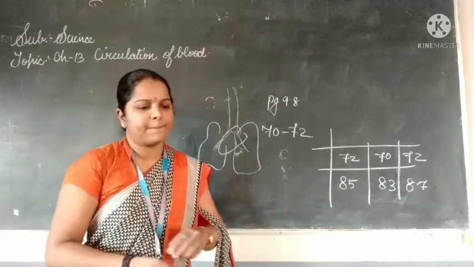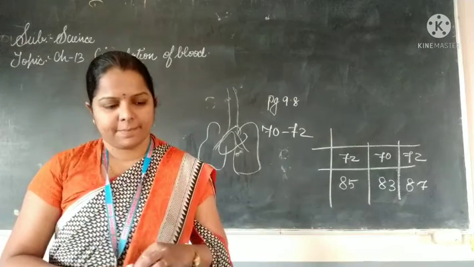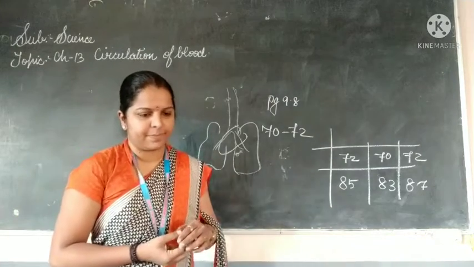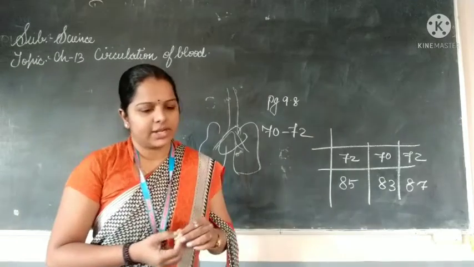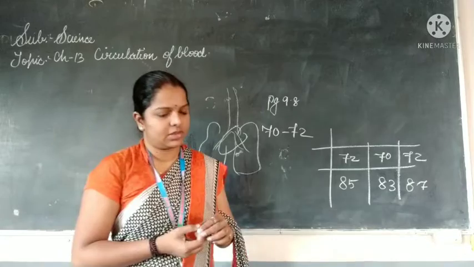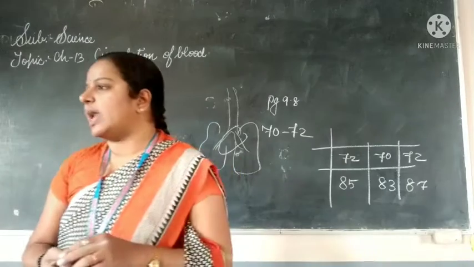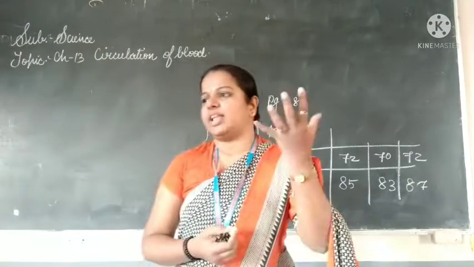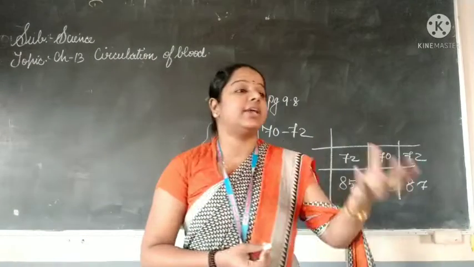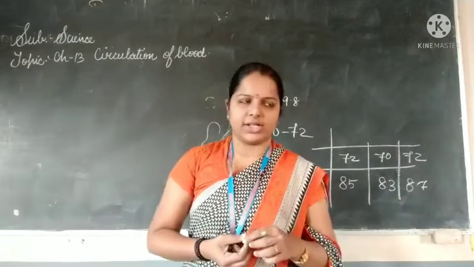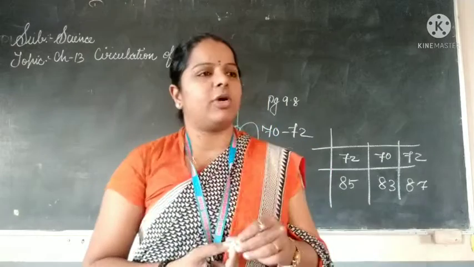Third point: blood vessels are connected to the heart. They are mainly of two parts. First is artery, second is vein. Yes, this you know. Arteries carry oxygenated blood that is rich in oxygen, and veins carry deoxygenated blood that contains carbon dioxide. Understood?